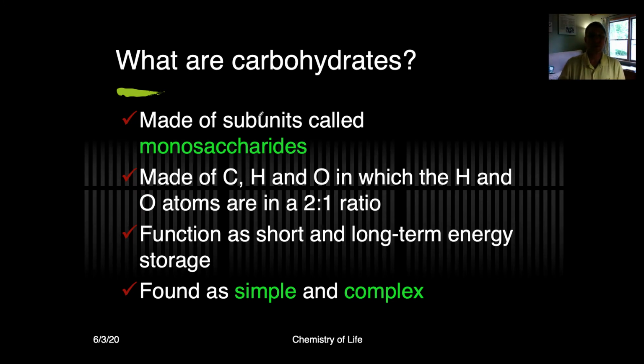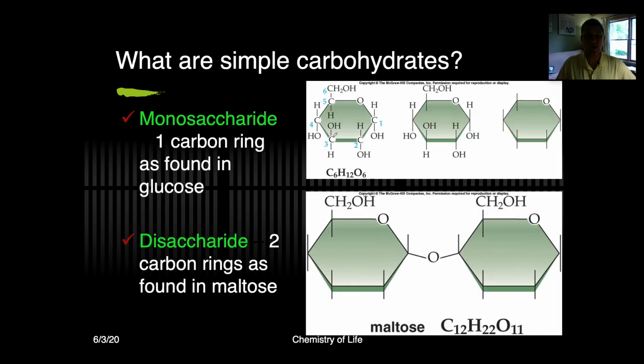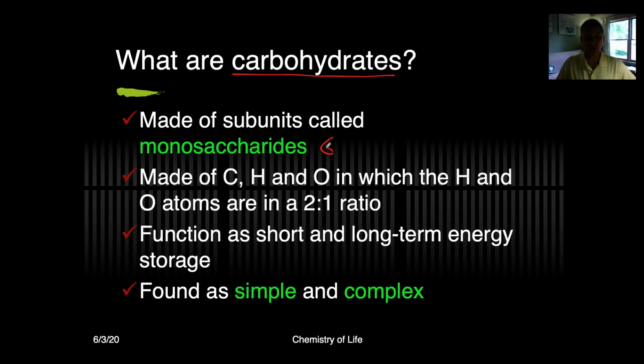So the first molecule that we're going to talk about here are the carbohydrates, all right, the first of four. And carbohydrates are made of subunits called monosaccharides. And the most common monosaccharide, the one that we use most frequently in our cells, is called glucose. You may have heard that term before, all right, glucose.